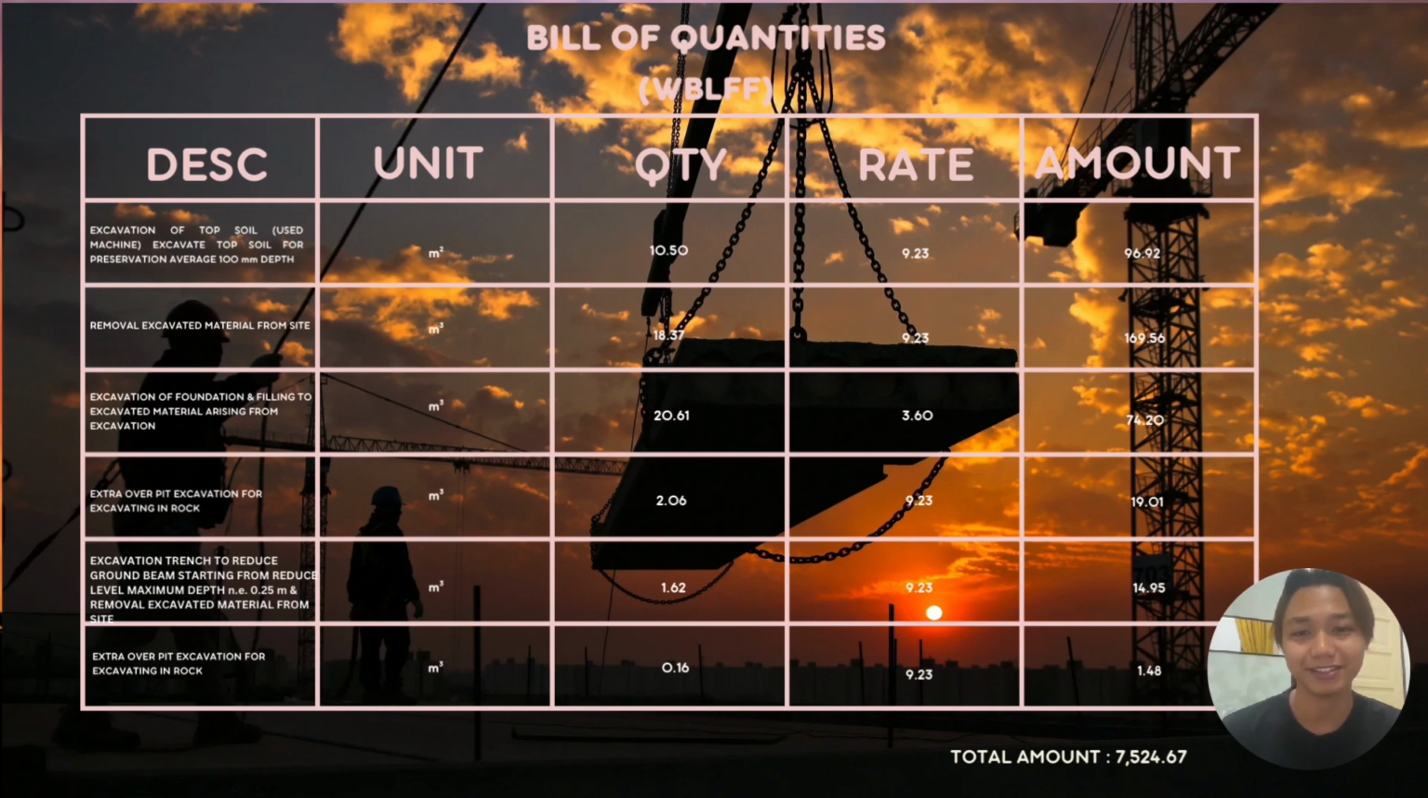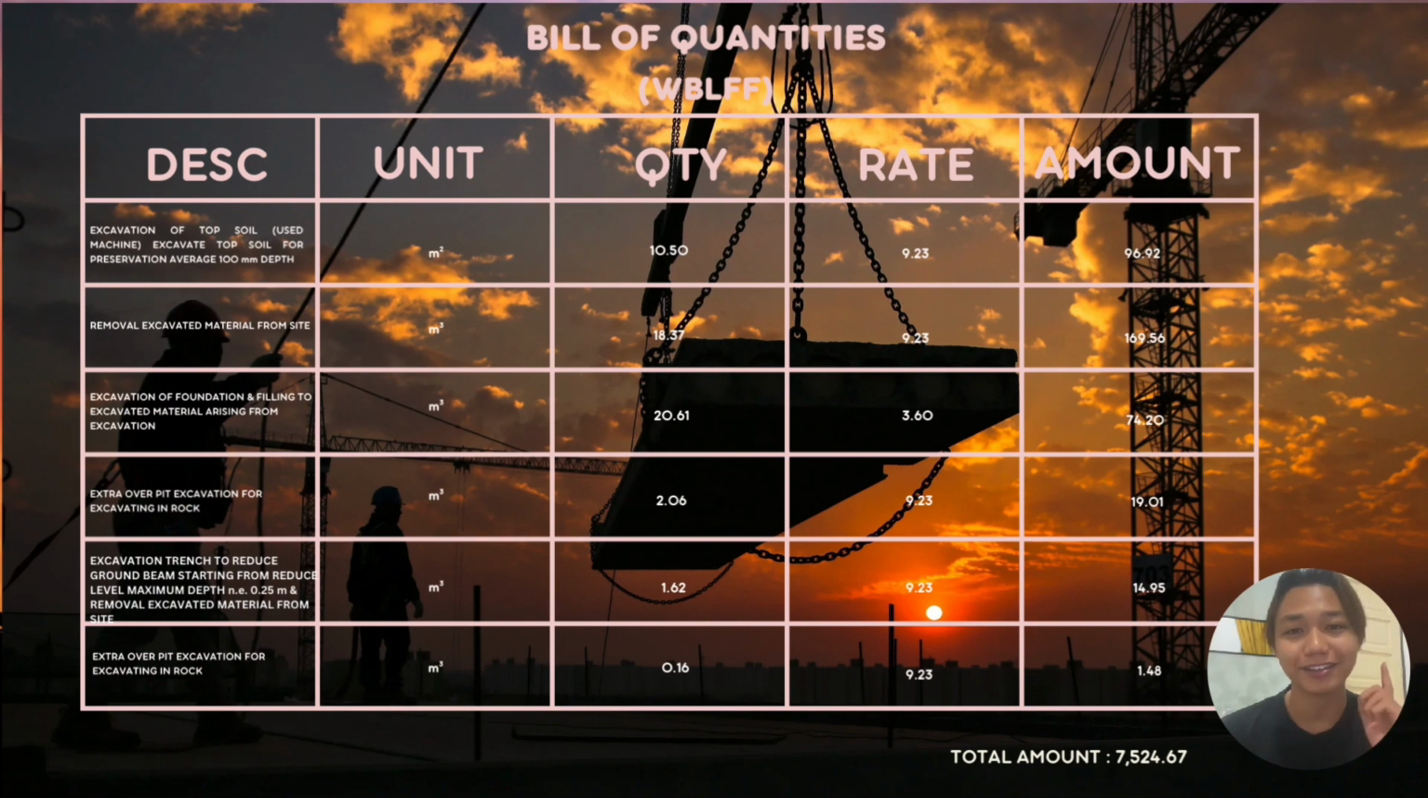The second is removal of excavated material from site. The third is excavation of foundation and filling to excavated material arising from excavation. The fourth is extra over pit excavation for excavating in rock. The fifth is excavation trenches to reduce ground beam starting from reduced level, maximum depth 0.25 meter, and removal excavated material from site. The last one is extra over pit excavation for excavating in rock.